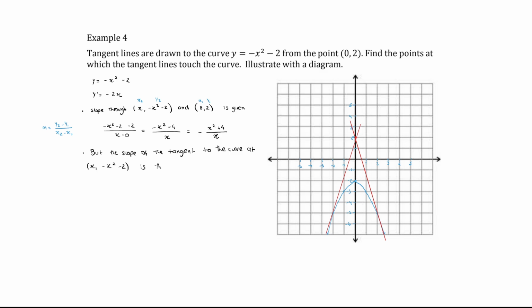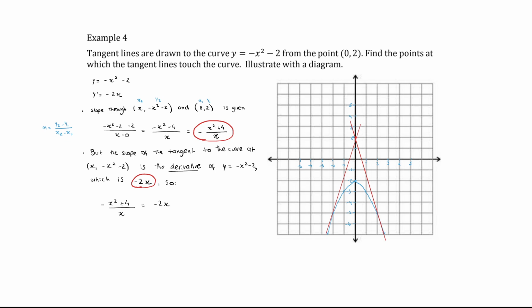Okay? It is the derivative of y is equal to negative x squared minus 2, which is negative 2x. Okay? So now, again, we have a way of setting up an equation, right? We have two values that are the same. This means that negative x squared plus 4 over x is equal to negative 2x.